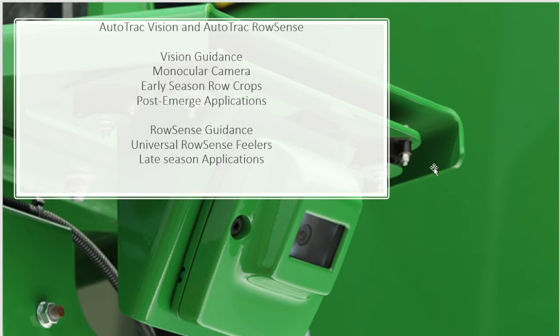Vision guidance, it's a monocular camera. It's an early season row crop, post-emerge application, and we can use it on our corn and soybeans. Whereas the RowSense guidance filter, we can just use it on corn, and it's a late season application. It has 2 feeler wands on both front tires. Them things are awful aggressive. You definitely don't want to use them in soybeans or too short of corn. Some people recommend 4 feet or above on corn height for it to be a safe option to use this.